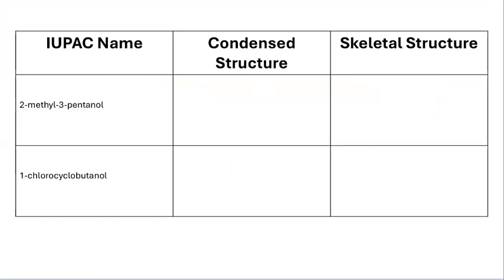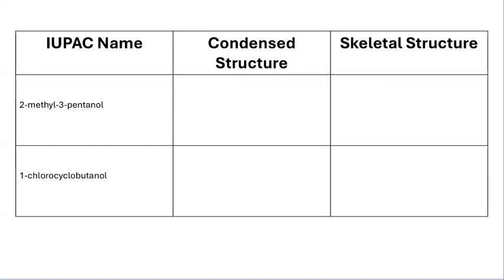In addition, it is important that you know how to go from name to chemical formula. I am specifically going to do the bottom example in order to illustrate how to draw cyclic alcohols. Make sure that you practice the upper example for 2-methyl-3-pentanol. So in the bottom, we have 1-chlorocyclobutanol. I'm going to start by drawing the skeletal structure.